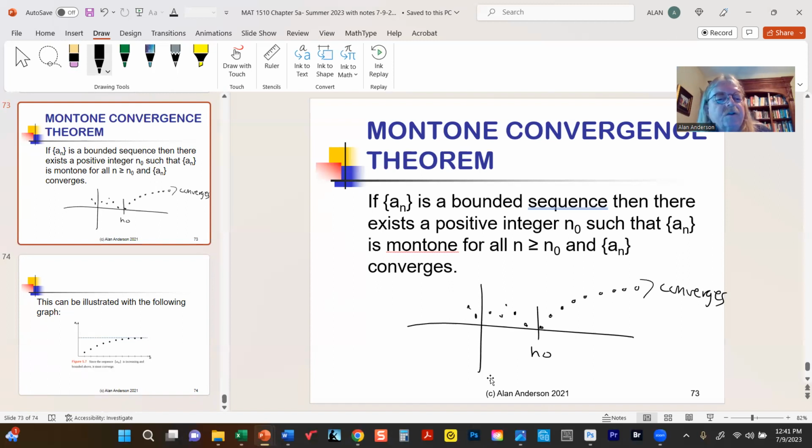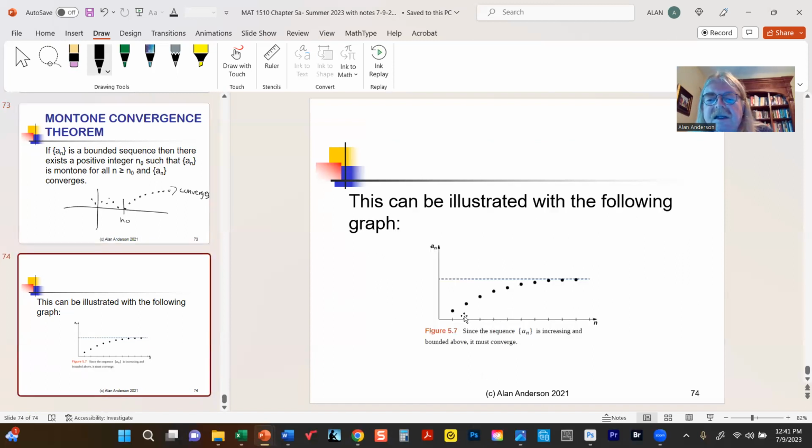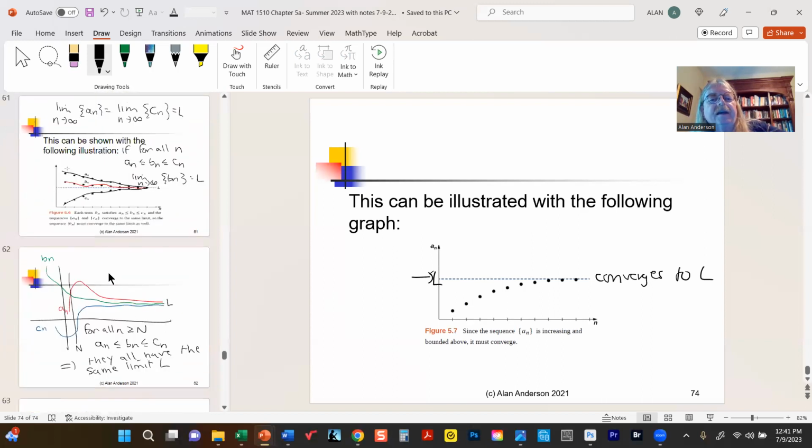Okay, and then there's a nice graph on the next page that shows you something like that. You can see it's going up and up, but it's increasing in such a way that it's flattening out and eventually reaches this asymptote. It never goes above that point. And so this is what it converges to. Let's call this L. All right, so that's 5A.